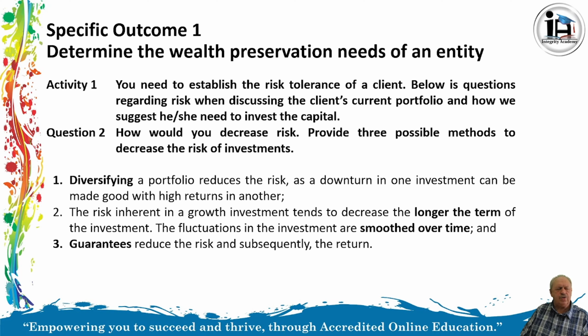Right, let's have a look at question number 2. How would you decrease risk? Provide at least 3 possible methods of decreasing the risk on an investment. Right, so number one, you can diversify by putting it in different types of investment vehicles. Let's say you invest in Naspers and in Prosus. Now, that's not diversifying because they're basically the same and they react the same on the stock exchange. So you've got to go and invest in something different, like mining shares, which is totally different from a Naspers share. So that's when you diversify.